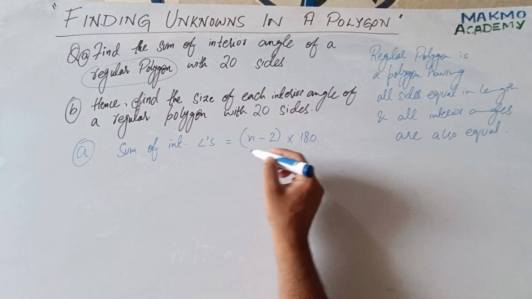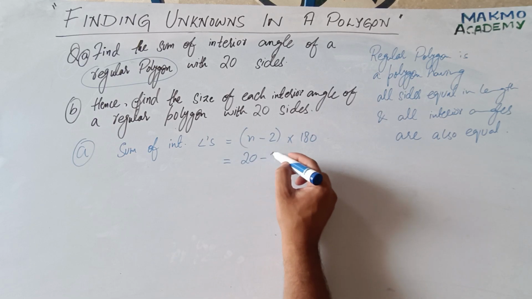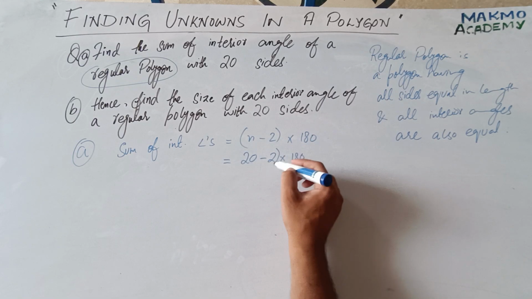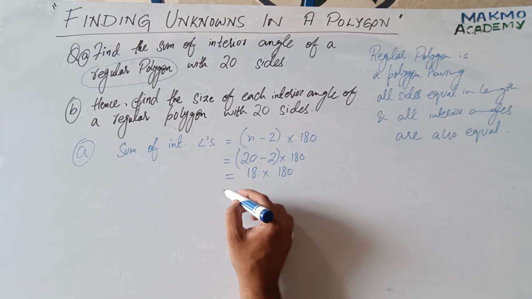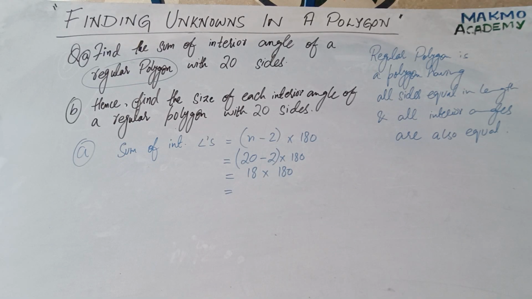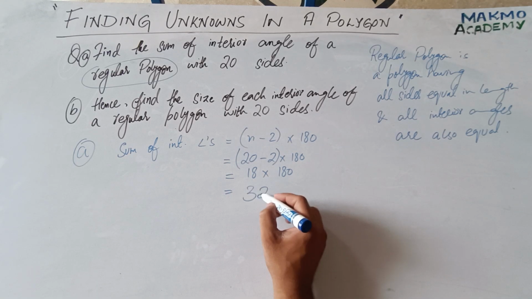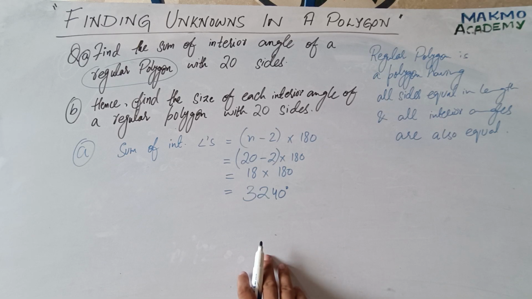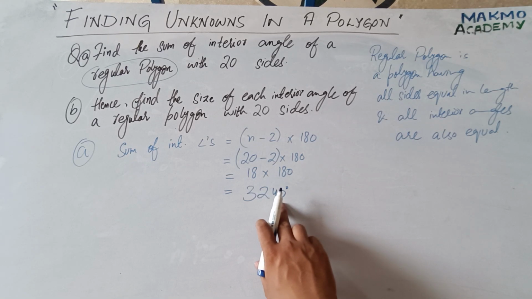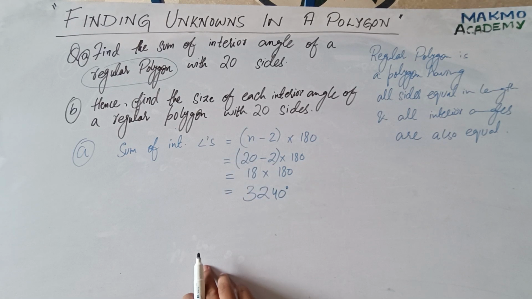We will do the same thing. So 20 minus 2, multiplied by 180, which is equal to 18 multiplied by 180. 18 multiplied by 180 is 3240. It would be 3240 degrees. So the sum of interior angles is equal to 3240 degrees for a 20-sided polygon.